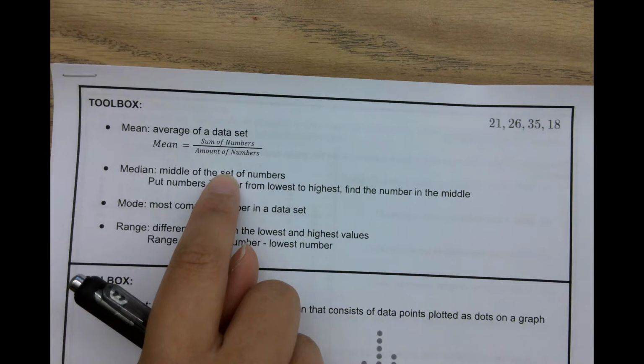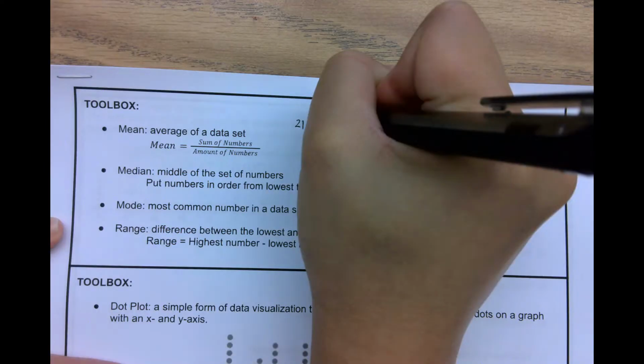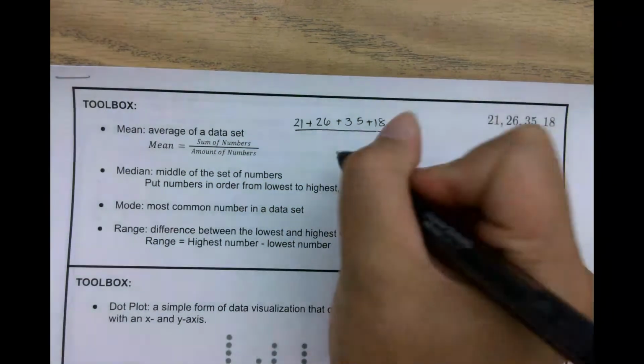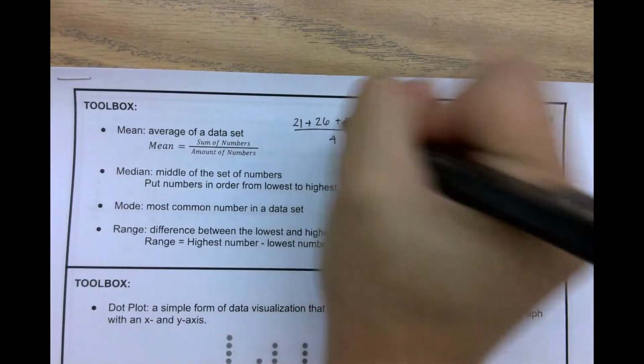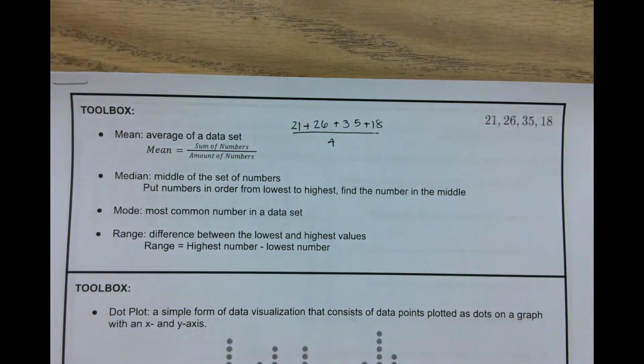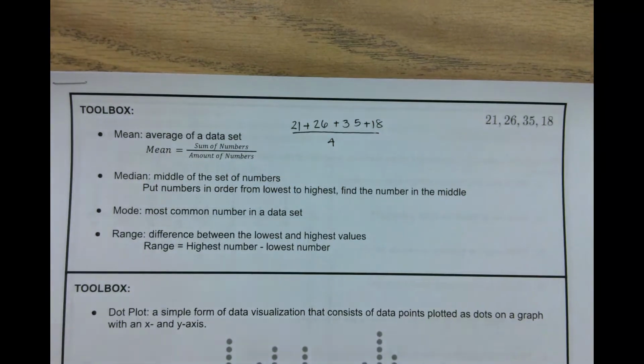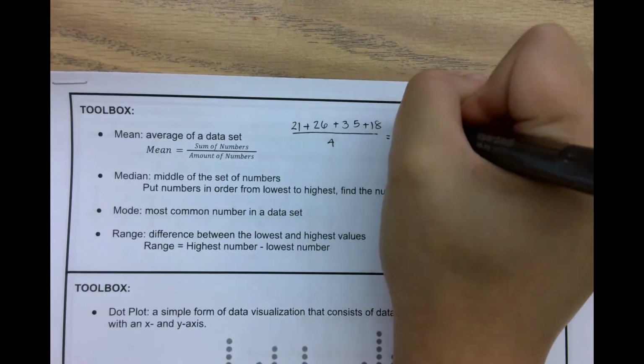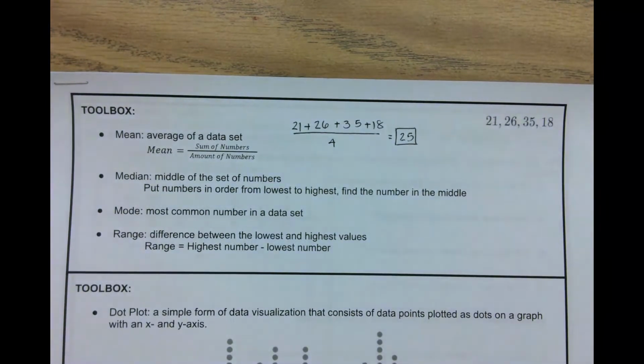Right, so here is an example of a data set. I'm going to find the average of it by adding all these numbers together. So 21 plus 26 plus 35 plus 18 divided by how many numbers I have. Okay, and since there are 4 numbers total, divided by 4. Then all I have to do is enter that into the calculator, and then equals 25. So my average, or my mean, for this data set is 25.